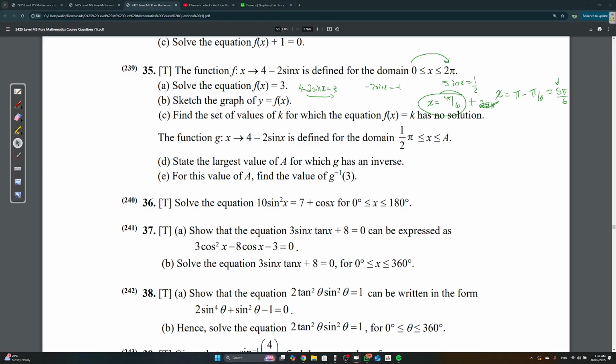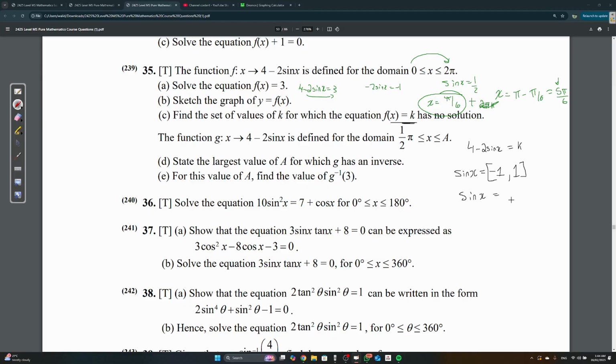Okay, find the set of values for k for which the equation has no solution. What k? For which the equation f of x equals k has no solution. Okay, so they want to see 4 minus 2 sine x equals k. When does it have no solution? When does sine not have any solution? You guys know sine x should be in between negative 1 and 1, right? We need to see what sine x equals with respect to k.